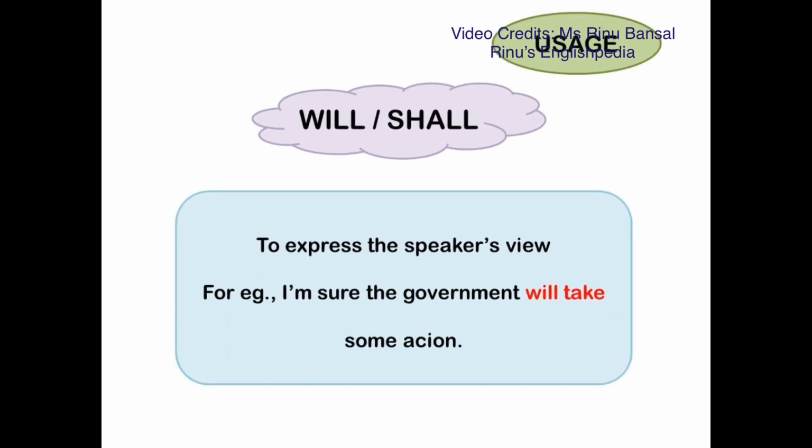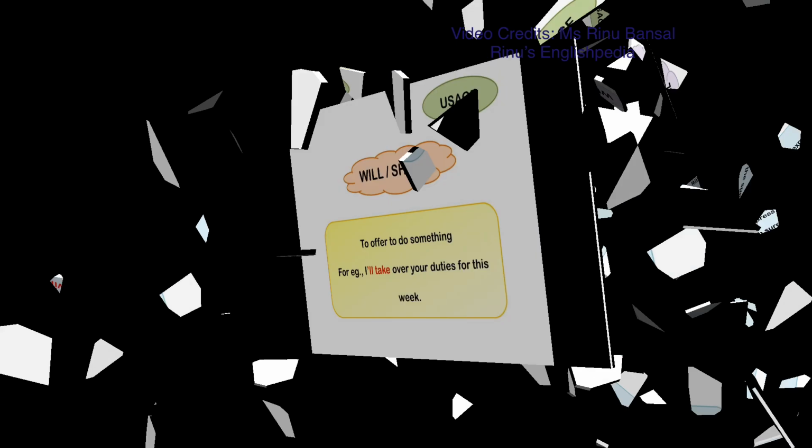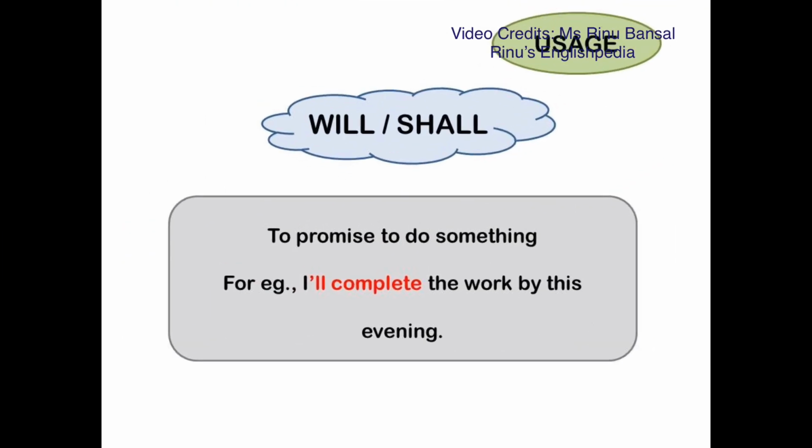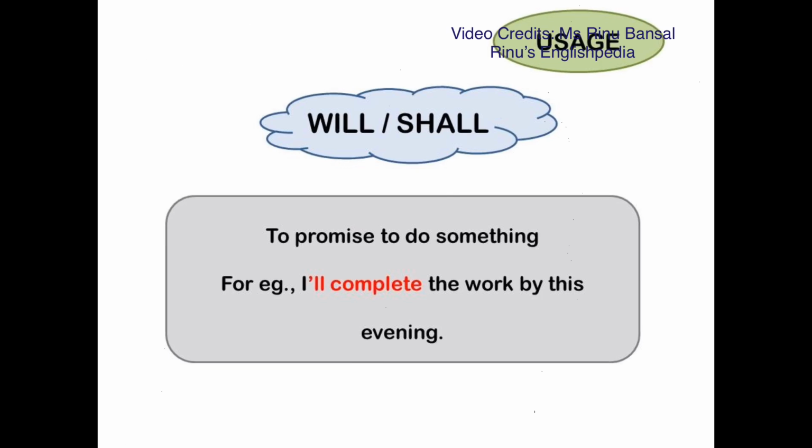Another place that we use will and shall is to express the speaker's view. For example, I am sure the government will take some action. This is only the speaker's view, not the general view. Again, will and shall is used when we offer to do something. For example, I'll take over your duties for this week. We can also use it when we promise to do something. For example, I'll complete the work by this evening.